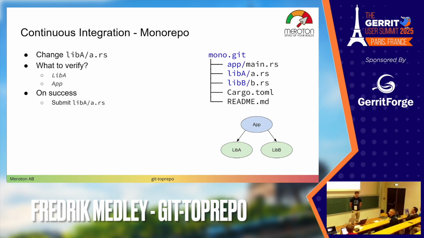Now, let's go and think about continuous integration. So we pause a bit with git-toprepo and say we do a change in library A. What would we like to verify? Well, that library A works, of course. Do we actually want our application to work as well? Well, maybe. Or maybe we verify it later when we actually uplift the version that the app depends on. So on success, let's just submit into library A if we have verified library A.